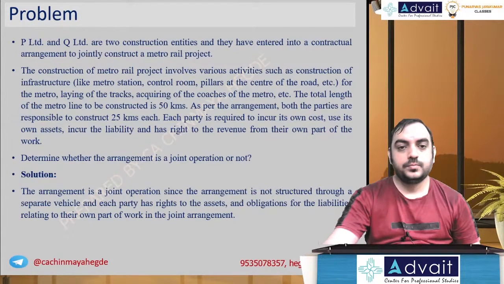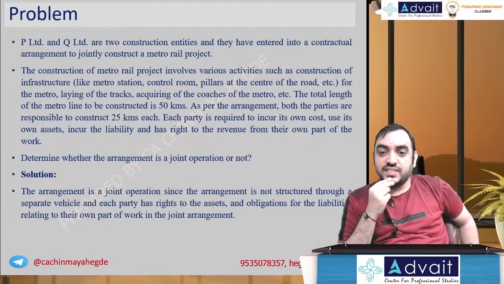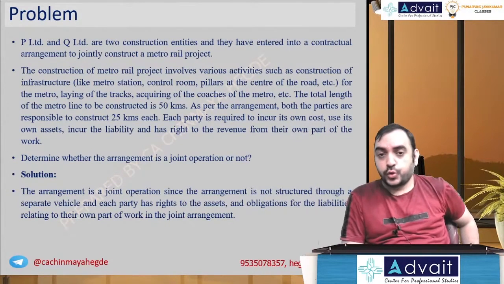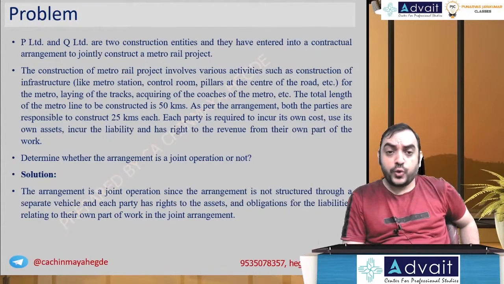The construction of a metro rail project involves various activities such as construction of infrastructure like metro stations, control rooms, pillars at the end of the road, etc., laying of the tracks, acquiring of the coaches, etc. The total length of the metro line to be constructed is 50 kilometers.